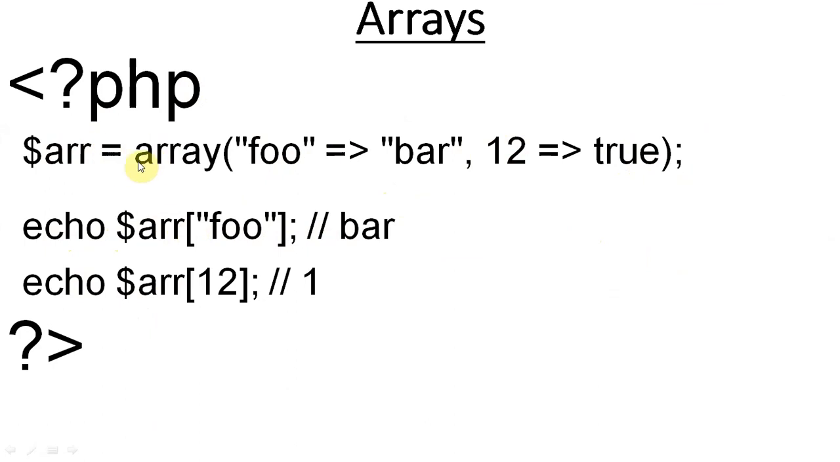When we print position 4 of the ARR array, which is the array we have mentioned here, it will display the bar value. In the second statement, when we print the value at position 12, it will return the stored value. So from the ARR array we are printing position 12. This is another example of an array.